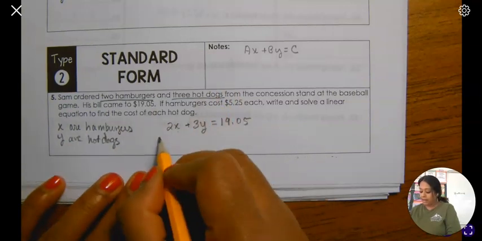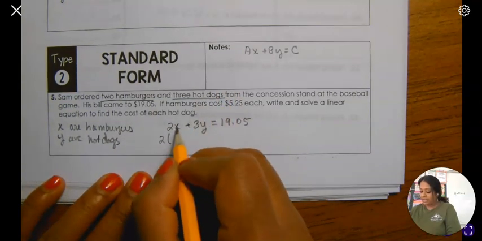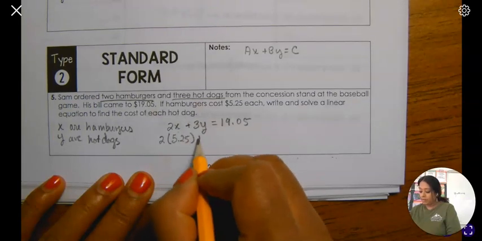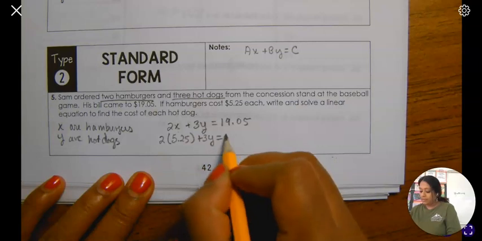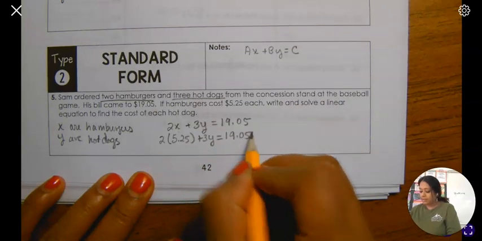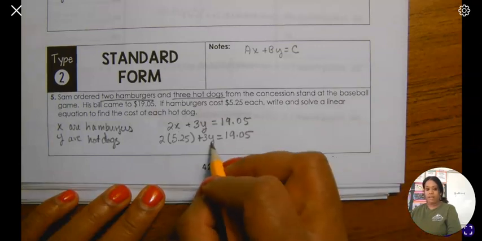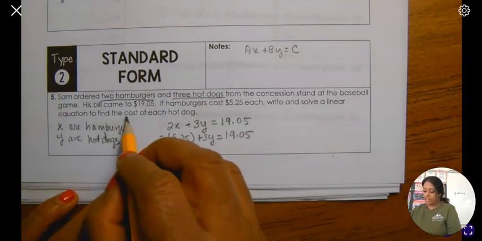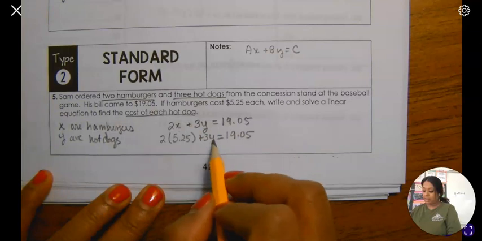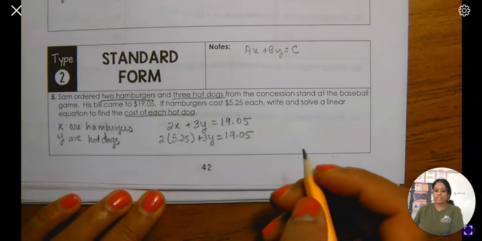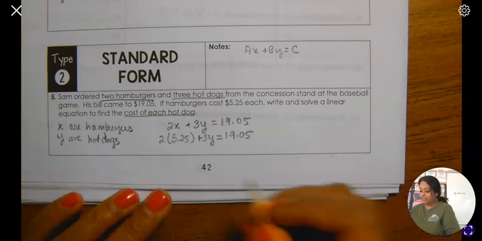And then it says if hamburgers cost $5.25, since X represents hamburgers, I'm going to go ahead and plug in $5.25 for my X. And then just bring everything else down. And then we're going to go ahead and solve this equation for Y, because the question is saying what is the cost of each hot dog? Y represents hot dogs, and if I can solve this equation, I have my answer.